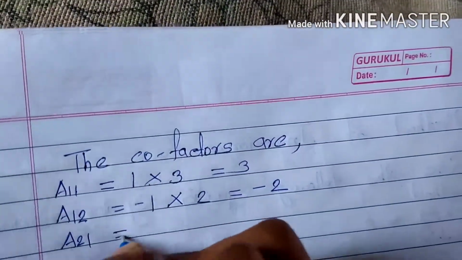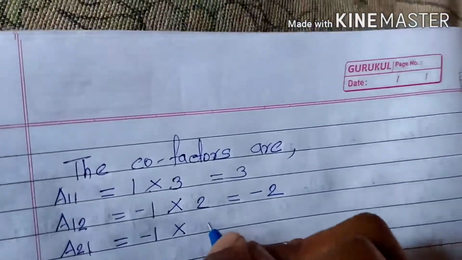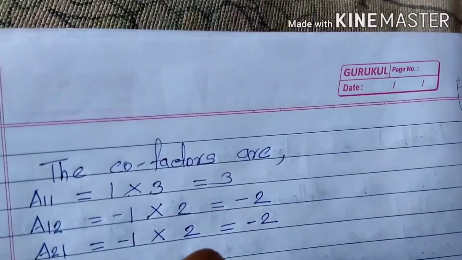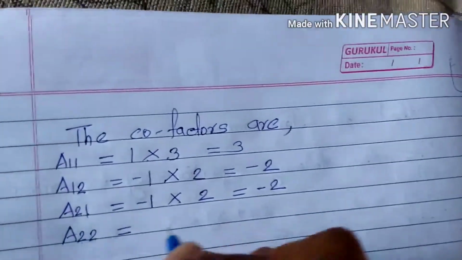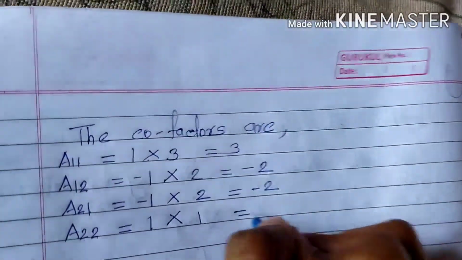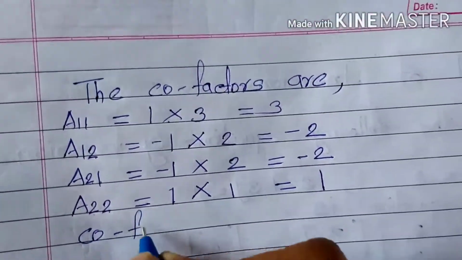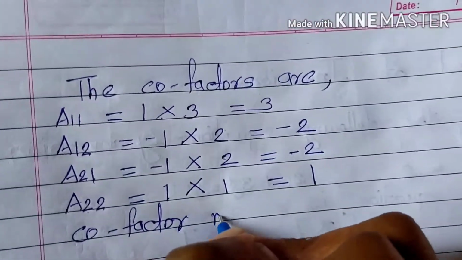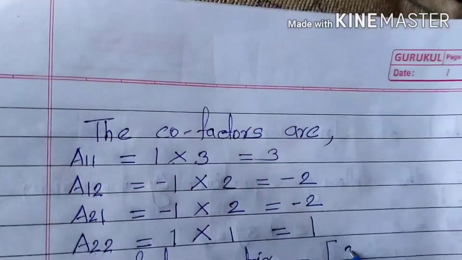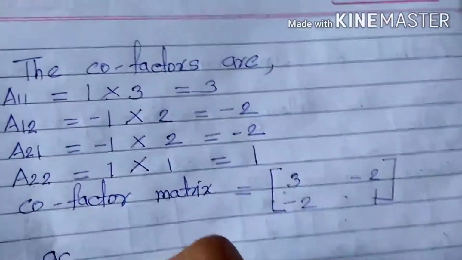Next A21. 2 plus 1, 3. 3 is odd number, that's why minus 1 into M21. M21 is 2. So answer is minus 2. And last A22. 2 plus 2, 4, which is even number, that's why 1 into M22. M22 is 1, that's why answer is 1. Now cofactor matrix: 3, minus 2, minus 2, 1. Interchanging rows and columns, you get adjoint of A.